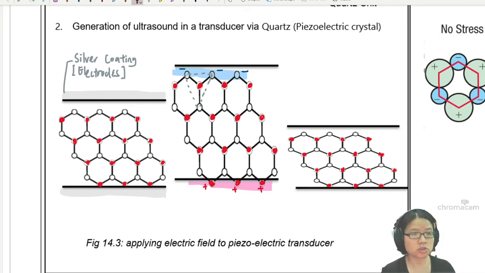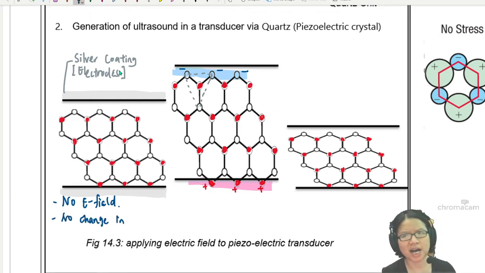Okay, so in the first case, this one is when there is no electric field. So on both sides of the electrode, it is silver coated. Okay, silver coated for better conductivity. And in this first diagram, the first one from your left, this one is when there is no electric field. So that means there is no change in shape. We call this unstressed. I think that is better, like, remember stress and strain? So there's no stress, there's no strain. Okay, so no stress.